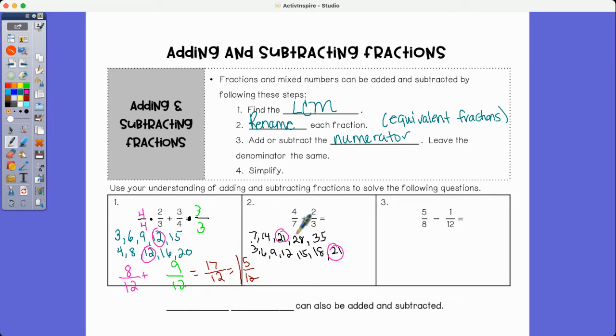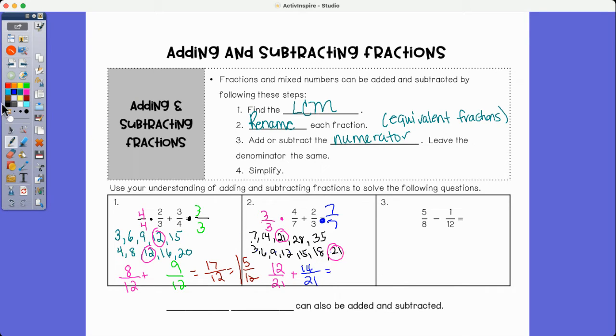You need to ask yourself, 7 times what is 21? And the answer is 3. And so I get 3 times 7 gives me my 21. And 3 times 4 is 12. And then we're going to do our second one. 3 times what is 21? And 1, 2, 3, 4, 5, 6, 7. Times 7. And we get 14 over 21.